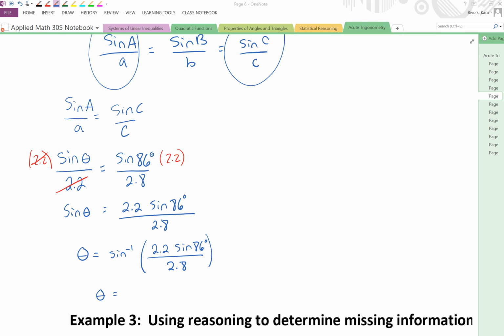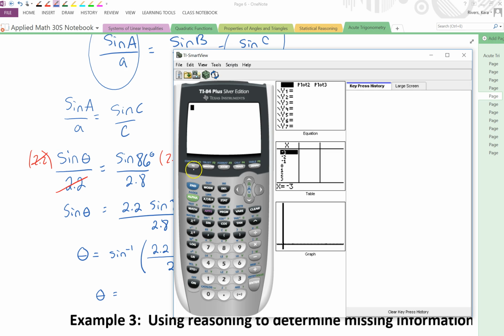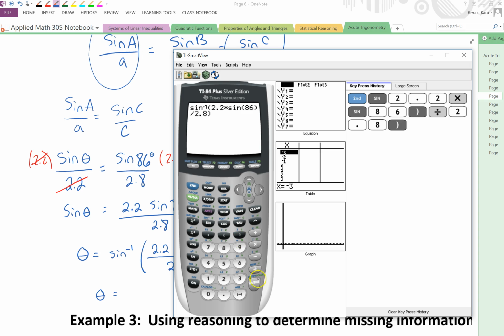So let's practice that together. I go inverse sine, or second sine. Now in there, we had 2.2 times sine of 86. You can close that. And then divided by 2.8, and then you can close that one. And you should get 51.6 degrees. And you can see by putting all of that in there, you're going to get the most accurate answer because you're not rounding as you go.